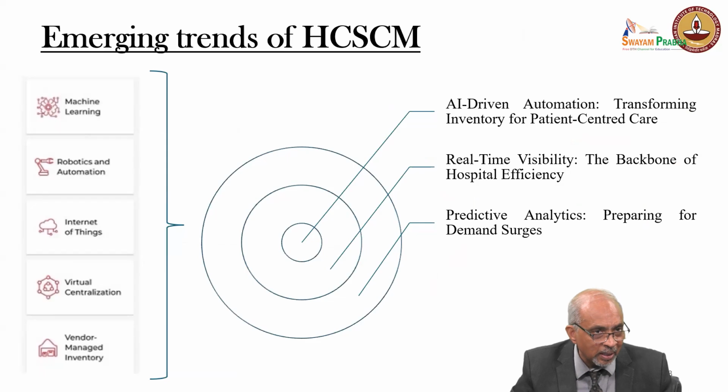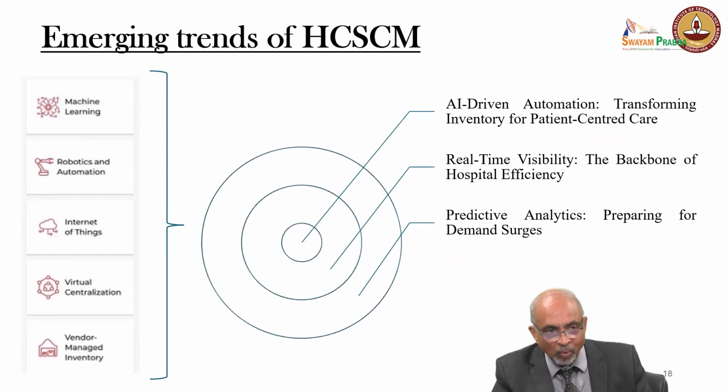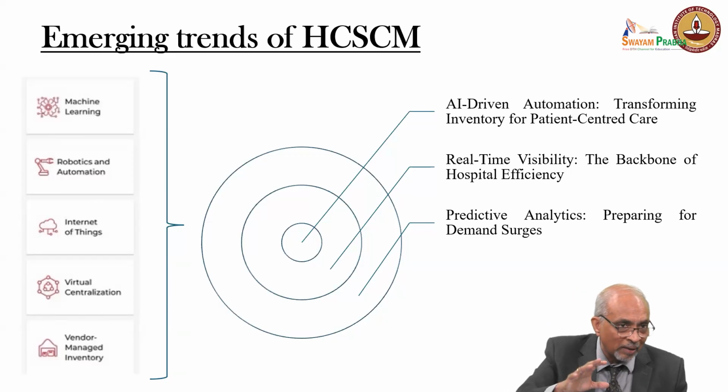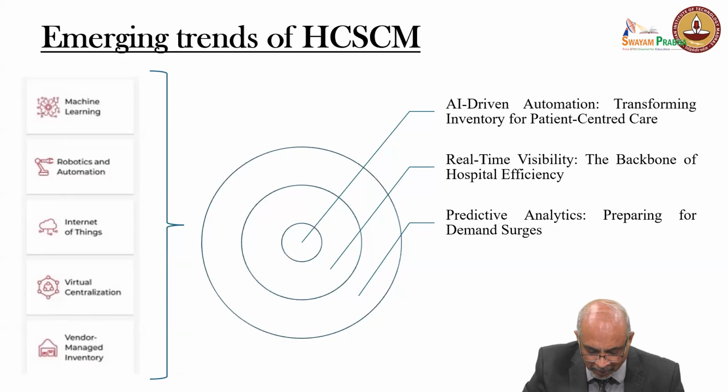One of the emerging trends happening in healthcare today is the role of AI. And I think on Thursday, I will talk in more detail about this, so I will not go into the details today. But to help you with transforming this inventory for patient-centered care, real-time visibility, and predictive analytics, all of those things are happening because of machine learning, robotics and automation, the IoT, virtual centralization. So you don't have to physically centralize goods. You can virtually centralize through information. Of course, vendor-managed inventory is one of the things.